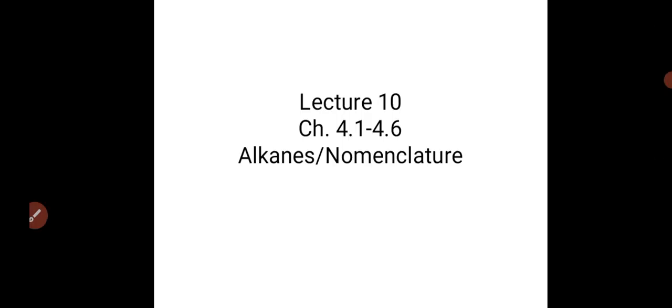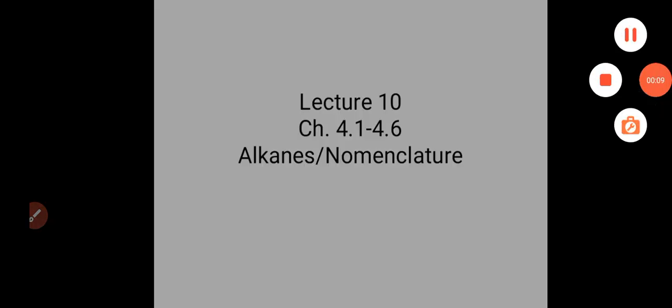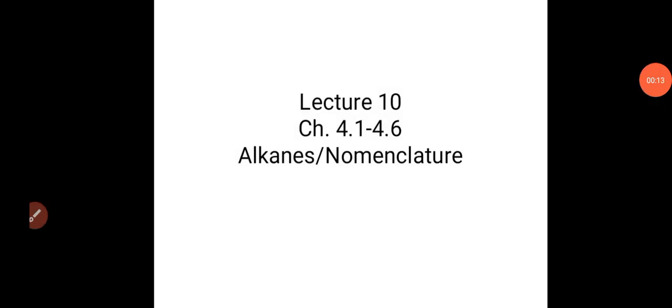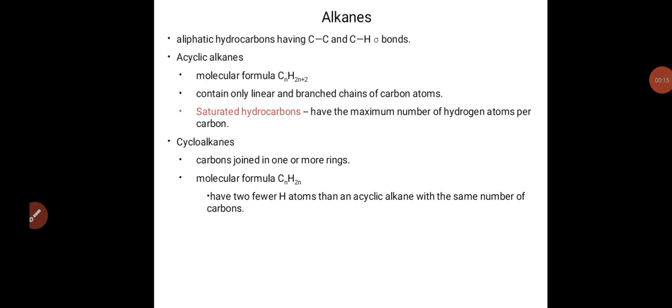Okay, so ladies and gentlemen, today we are going to continue with the nomenclature of alkanes. So remember from the classification we mentioned last time, we said that we have aliphatic hydrocarbons, and these aliphatic hydrocarbons have carbon to carbon single bonds or carbon to hydrogen single bonds. And remember, whenever you have a single bond, it means that you have a sigma bond.